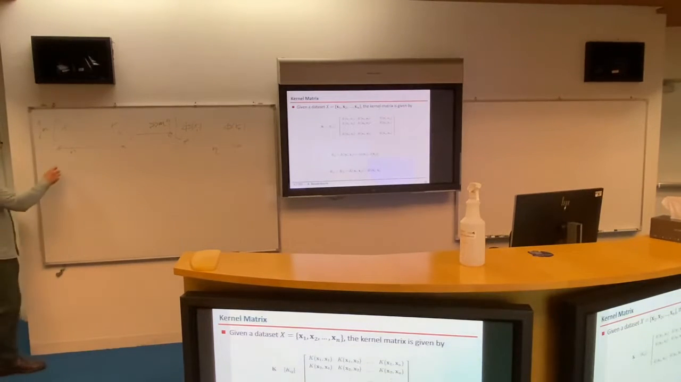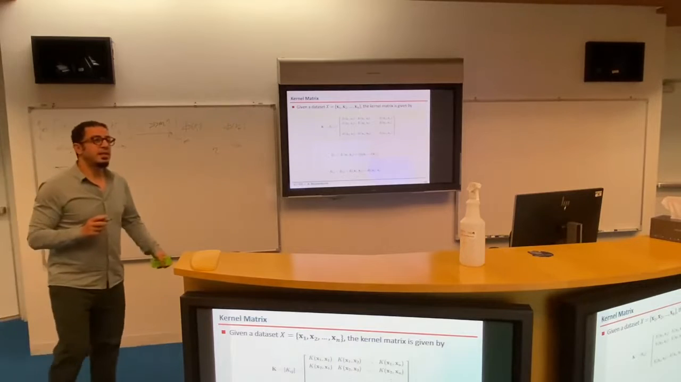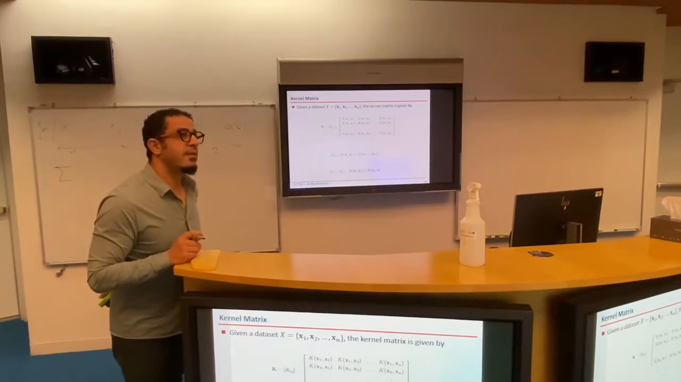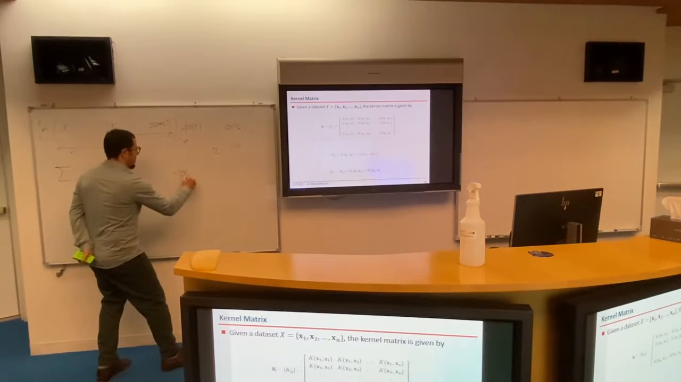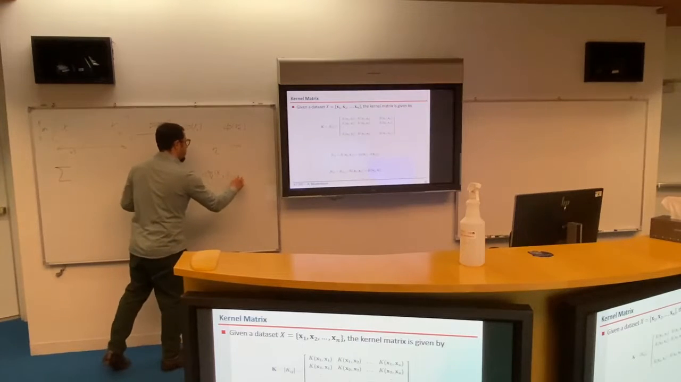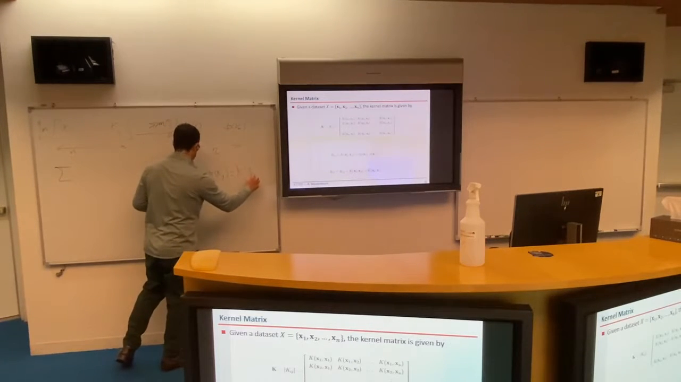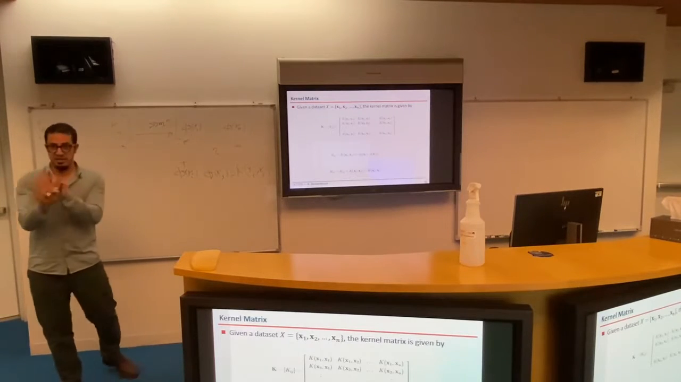We have to calculate the covariance matrix. We can write phi and phi transpose after that. Let me try it again. We have phi of xi times phi of xj. We call it kernel of xi xj. Here, by the way, I can't change the order. ij, it is symmetric, doesn't matter.